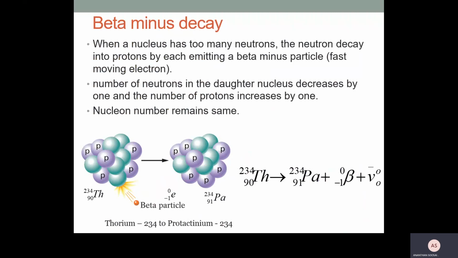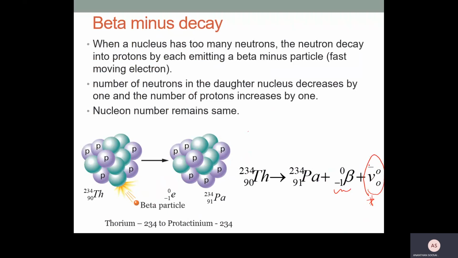This equation: beta, you can put E or you can put B, beta sign. This is antineutrino. Beta always forms with antineutrino. We will discuss this.